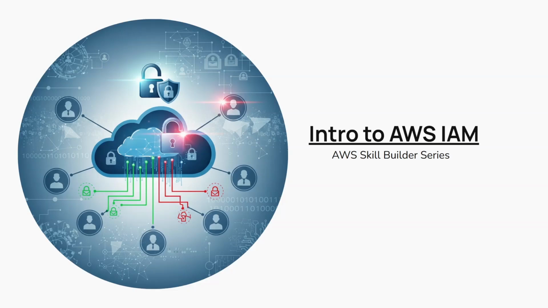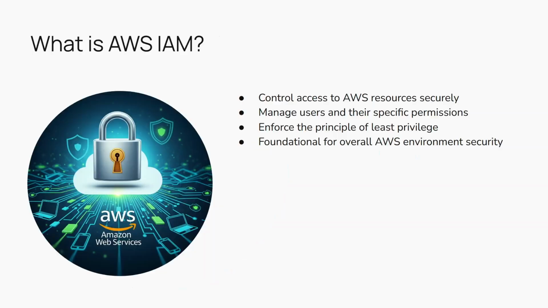We have built networks, launched servers and stored files in the cloud in previous videos. But before we build anything else, we have to talk about security. Today we are diving into the gatekeeper of AWS. You can see that it is AWS IAM, Identity and Access Management. So AWS IAM is basically the gatekeeper of AWS, which we are talking about today.